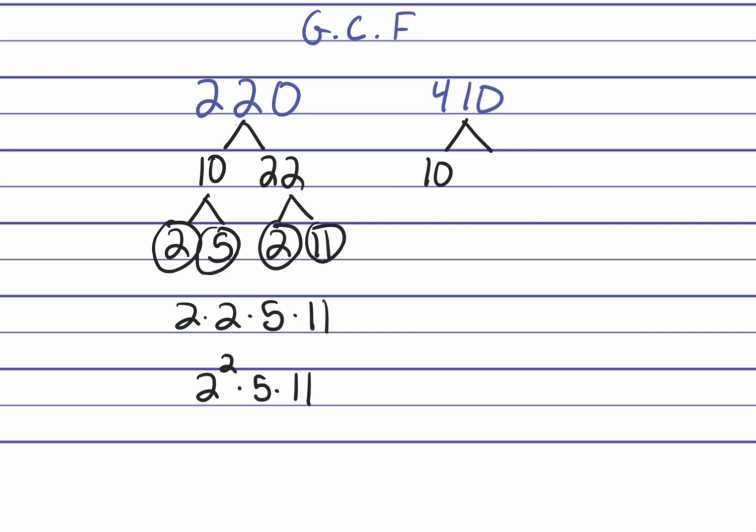410. Again, the easiest one is probably 10 times 41. 10 is 2 times 5. 2 is prime, 5 is prime. I think 41 is probably prime too. Yes? Yeah. So this is 2 times 5 times 41, which is just how you would write it.